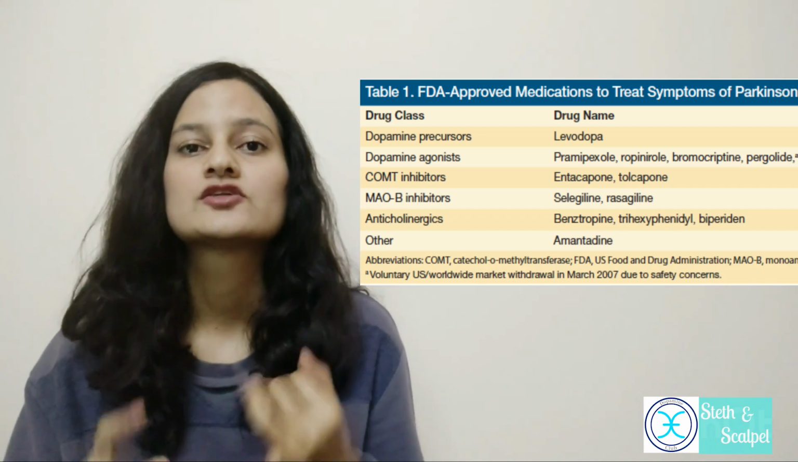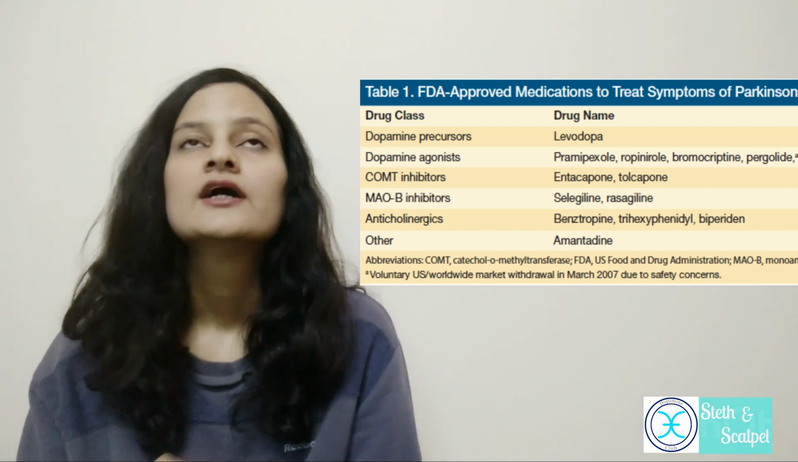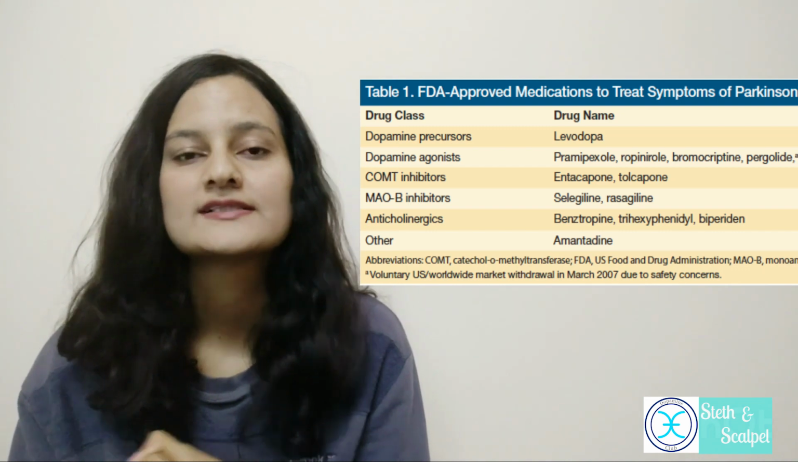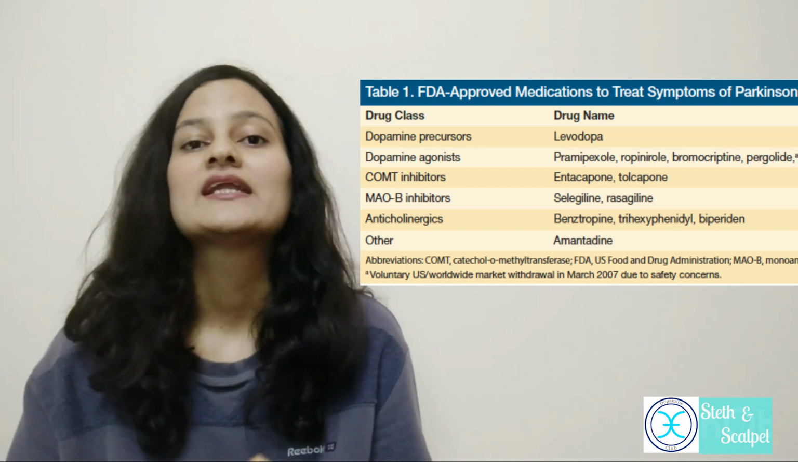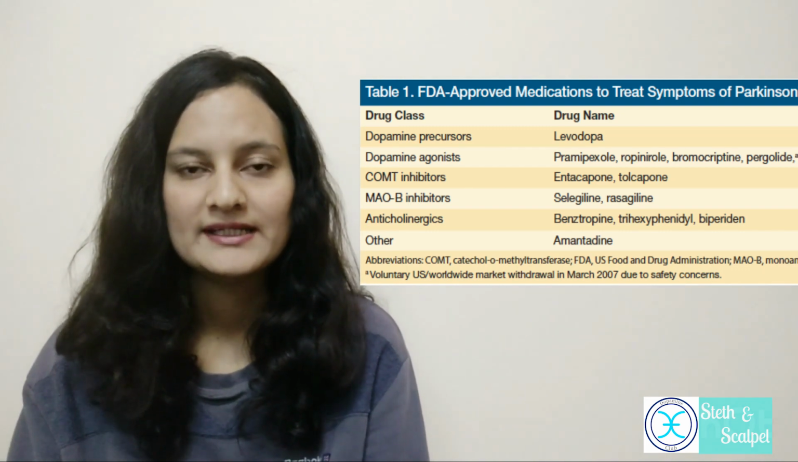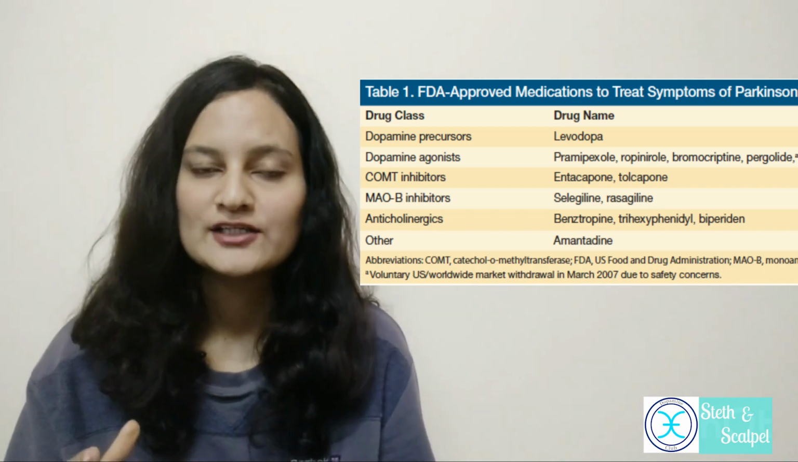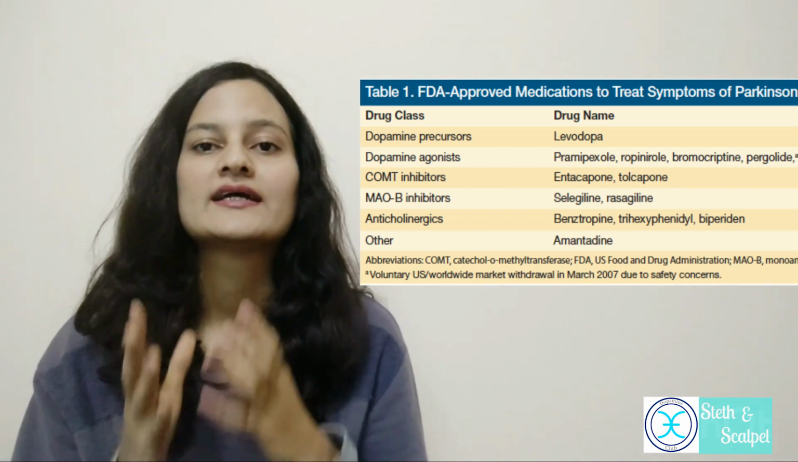Apart from this, you can use COMT inhibitors like entacapone, you can use MAO-B inhibitors like selegiline, you can use dopamine agonists like bromocriptine. So basically at the end of the day, the goal is to provide more dopamine in any form so that the symptoms can be reduced. But remember, you cannot do anything to stop the degeneration. It is a chronically progressive disease.